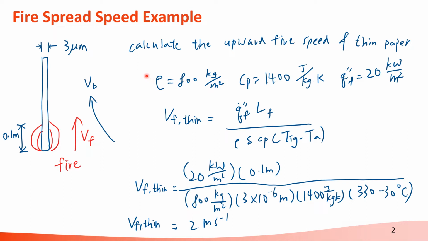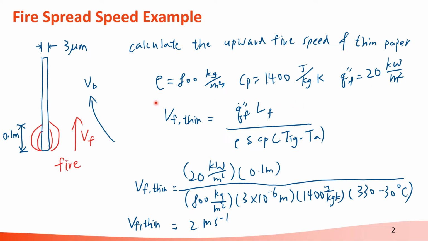The paper usually is made out of wood, so let's assume the density of the paper is 800 kilograms per meter cubed. The heat capacity of the paper is around 1,400 joules per kilogram per Kelvin. And the fire heat flux, let's say 20 kilowatts per meter squared.